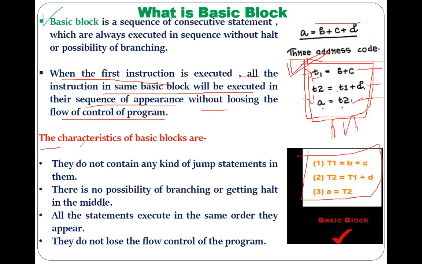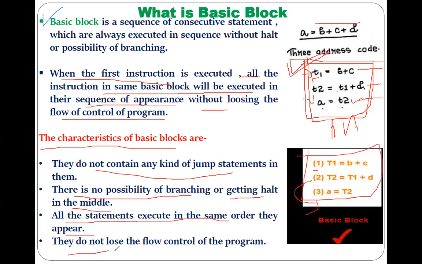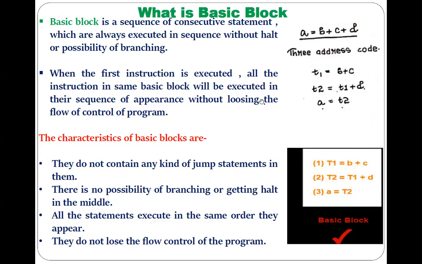Okay. So these are the characteristics of a basic block, which we already discussed last time; still, I am repeating here. They do not contain any kind of jump statement in the sequence of statements. There should not be any jump statement. Then only they can form the basic block. There should not be any possibility of branching or halting in the middle, like halting here and directly going to the fourth or fifth or sixth instruction. All the statements execute in the same order as they appear. They do not lose the flow of control of the program. If all these properties are satisfied by some sequence of statements, then we can call that sequence of statements a basic block. Okay.